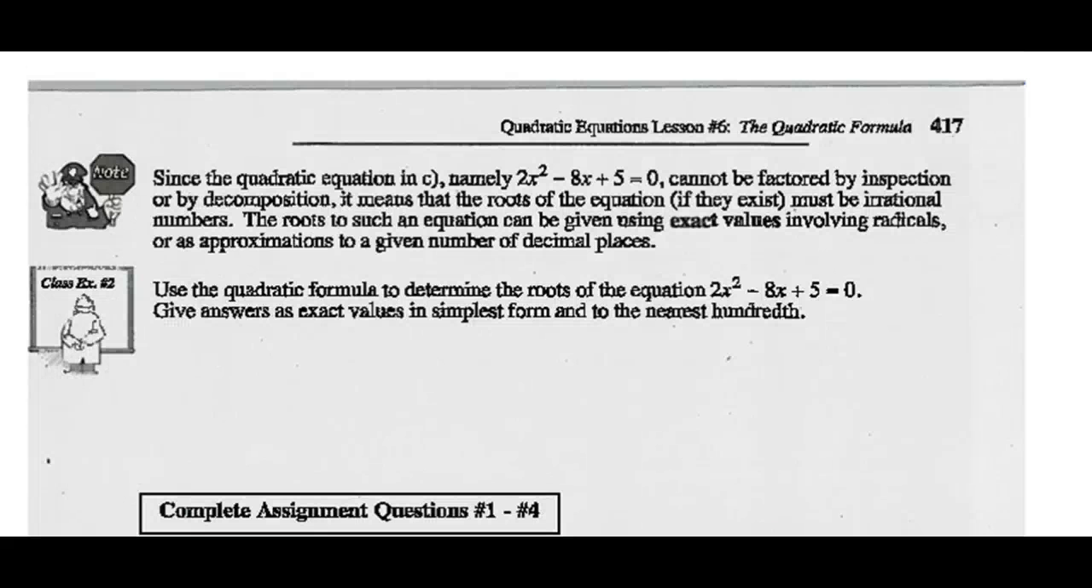Since the quadratic equation 2x squared minus 8x plus 5 can't be factored by inspection or decomposition, the roots of the equation, if they exist, must be irrational numbers. The roots of such an equation can be given using exact values involving radicals, or as approximations to a given number of decimal places. So if I want the answer as an exact value to this equation, I have to use my quadratic formula. We graphed it, and we found the x-intercepts.